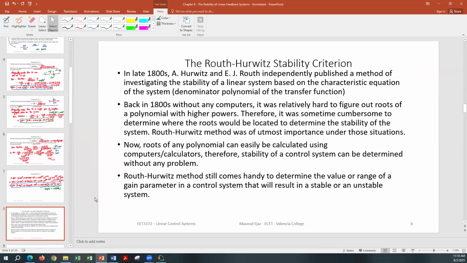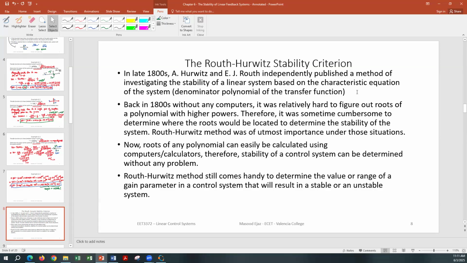So as you can read, the first bullet point: back in the 1800s, Hurwitz and Routh independently published a method of investigating stability of a linear system based on the characteristic equation of the system. What is the characteristic equation? The characteristic equation is the denominator of the transfer function. The denominator polynomial of the transfer function is called the characteristic equation of the system.